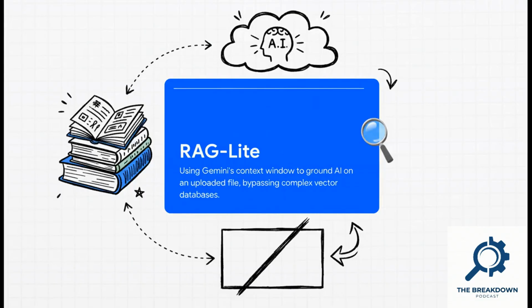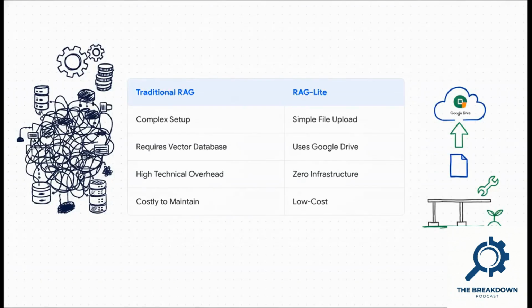Forget about setting up complex, expensive vector databases. RAG-Lite is a super high-leverage method that uses the massive 1 million token context window in tools like Gemini. You basically ground the AI in your specific, up-to-date documentation by just uploading a file. And this chart just lays out the difference perfectly. On the left, you've got traditional RAG, complex, high overhead, costly to maintain. And on the right, RAG-Lite. It's just a simple file upload. Zero infrastructure. It's about elegant simplicity instead of technical headaches.